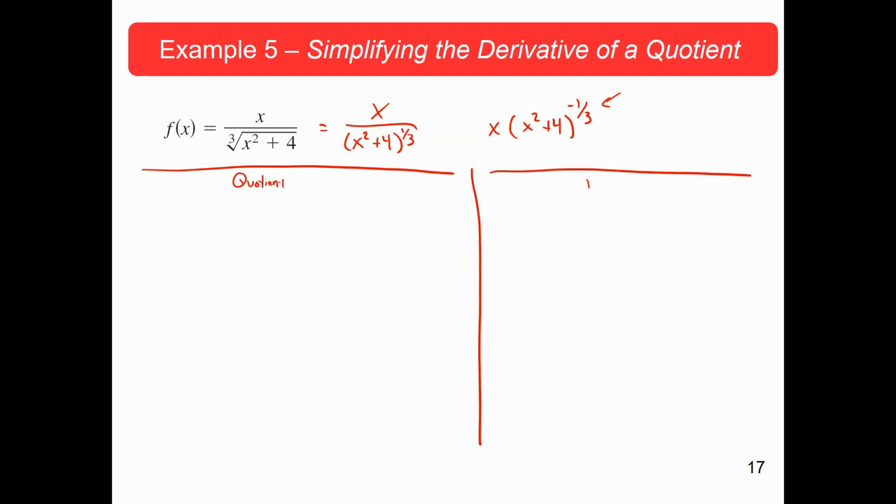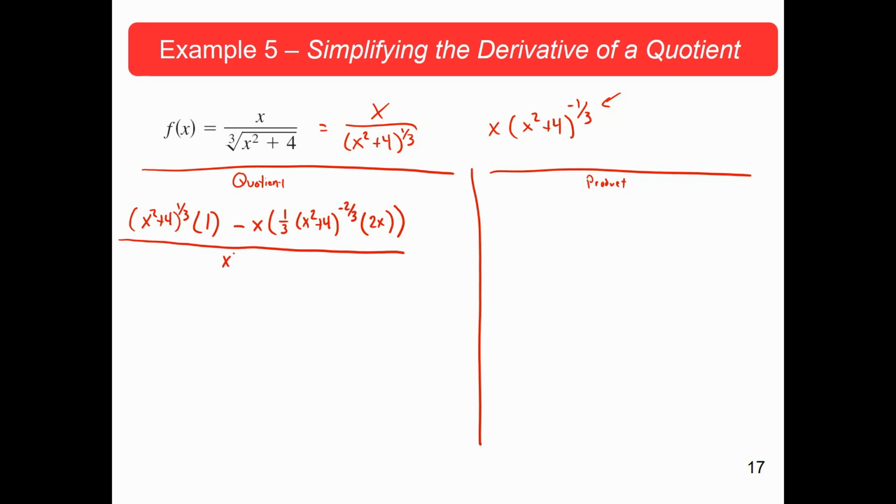And then we'll do the product over here. All right, so quotient, low D high, so the derivative of x is just 1, minus high times D low. So bring the 1/3 out front, times x squared plus 4, subtract 1, so negative 2/3, times the derivative of what's in the parentheses, 2x. Close the parentheses, all over low low, or x squared plus 4 to the 2/3, right?